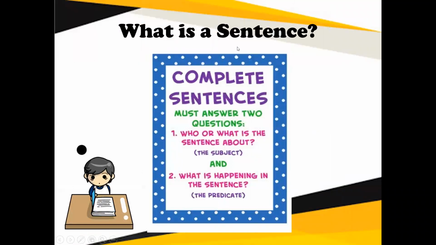First, what is a sentence? Complete sentences must answer two questions. First, who or what is it about, which refers to your subject. And second, what is happening in the sentence? This refers to your predicate. So subject and predicate put together in one unit form a complete thought, or a complete sentence.